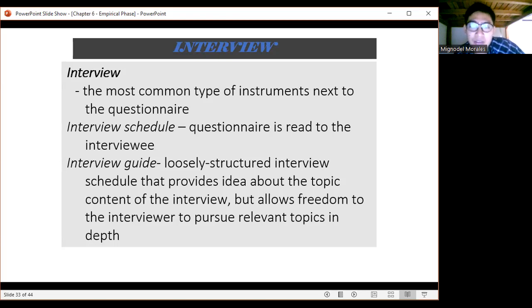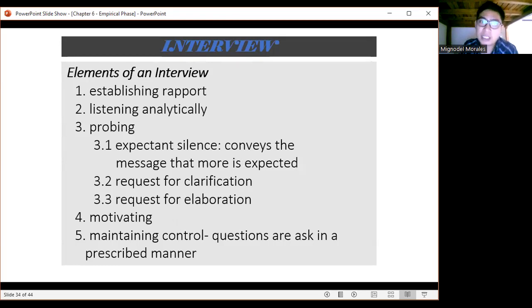So the interview guide is the questions. These are semi-structured questions that could be the skeleton, the guide of the researcher. Okay? So these are the elements of an interview. First, we must establish rapport. Kumustahan, kumusta na sila.